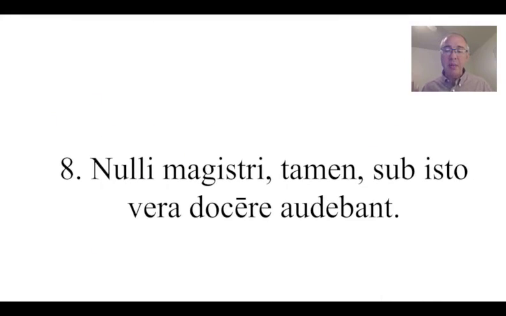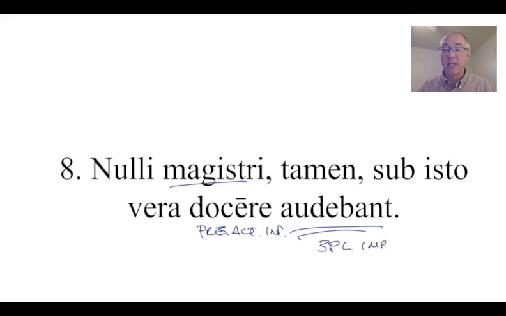Number 8, nulli magistri tamen sub isto vera docere audebant. All right, so magistri audebant, this is a verb of daring. They dared. Just like with possum, to be able, we expect the infinitive. Here it is, docere, complementary infinitive, present active infinitive. In other words, analyze, present active infinitive, use in the sentence, complementary infinitive after audebant, which in this case is third, plural, imperfect, active indicative, and magistri, nominative, plural, masculine, and it's not just magistri, but no teachers.